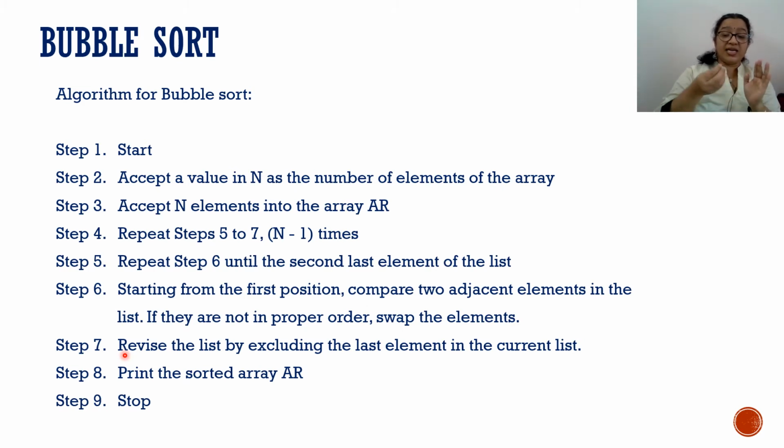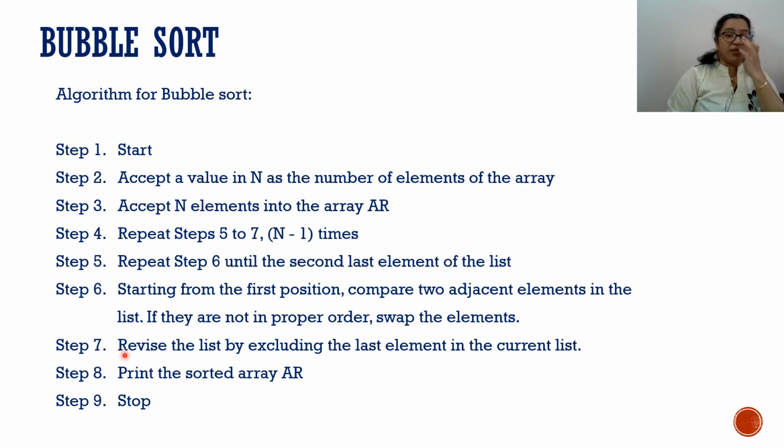Now we bubble that highest element to the last position of that array. Again we want to revise the same step, because only the highest element we got at the ending position. Now unsorted elements are there, so we want to do it for those elements also. So revise the list by excluding the last element in the current list, because the last element is the highest one, that is in sorted order now. So only the remaining part we want to compare and swap.